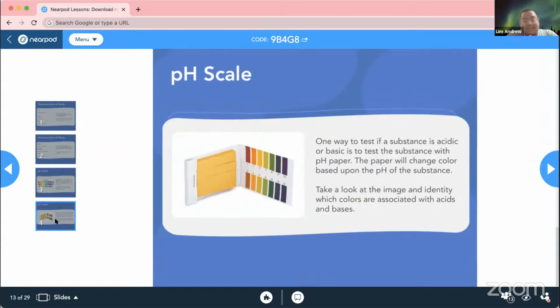One way to test if a substance is acidic or base is to use pH paper. The paper will change color depending on the pH value of the substance. Once you have a paper, you compare the color that is reflected here, 1 to 14. From here, if the color is blue, you'll know that it is basically number 12, and so on and so forth. All right, let's carry on.